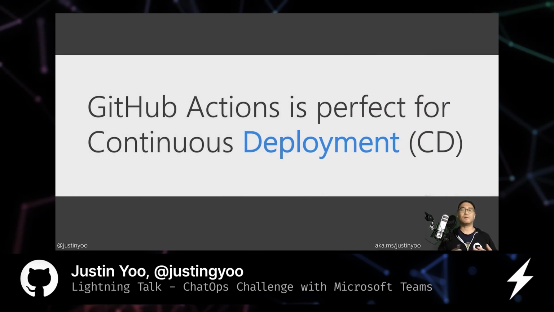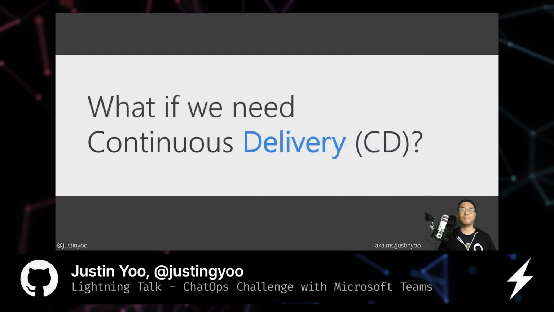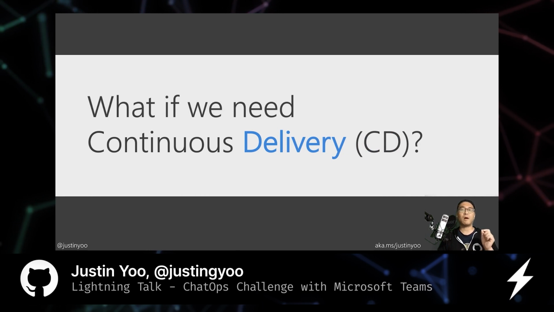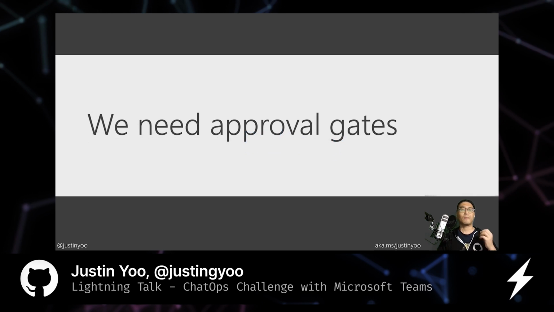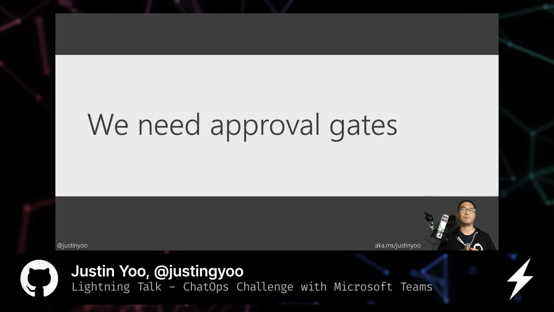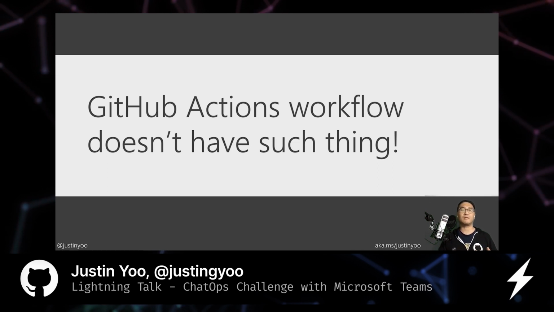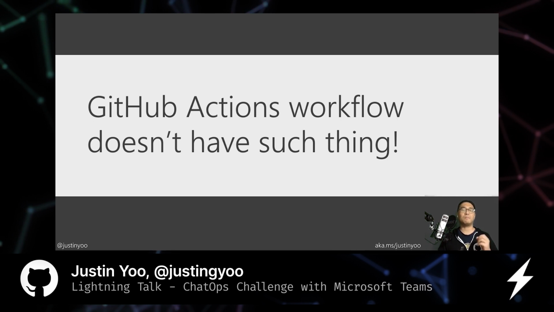It's really good for the continuous deployment, which doesn't need gating. But let's think about this. What if we need to implement continuous delivery, which requires approval or some sort of pause? Approval gate feature is one of the pauses used in the continuous delivery approach. Unfortunately, GitHub Actions workflow doesn't have this feature, like approval gate, yet. Therefore, we need to implement this feature by ourselves.